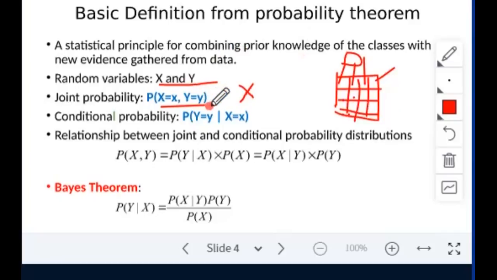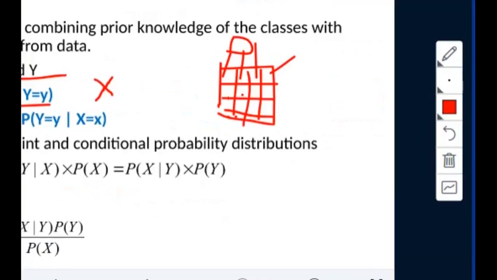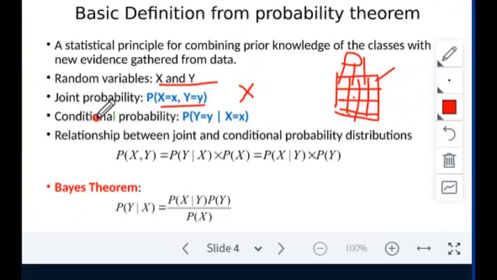So what is joint probability? Joint probability refers to the probability that the variable X will take on the value x and the variable Y will take on the value y.